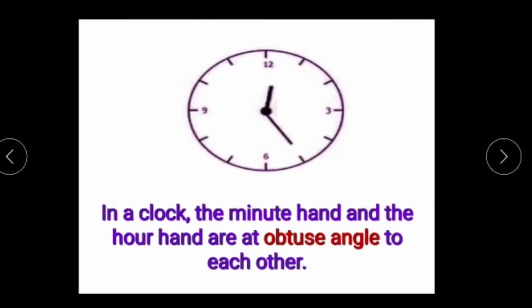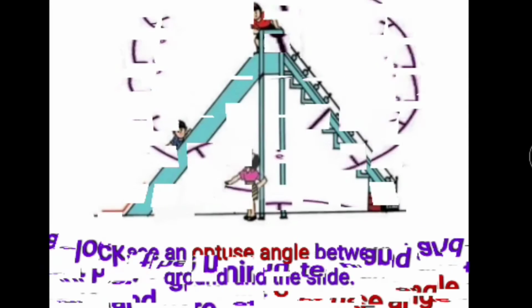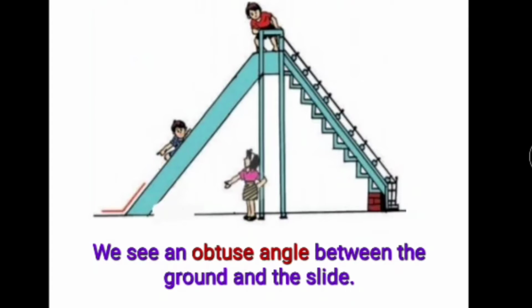Now in this clock, the minute hand and the hour hand are at an obtuse angle. This angle is bigger than a right angle, so this angle is an obtuse angle. Now in this picture, we can see an obtuse angle between the ground and the slide. So this is an obtuse angle, which is bigger than a right angle.